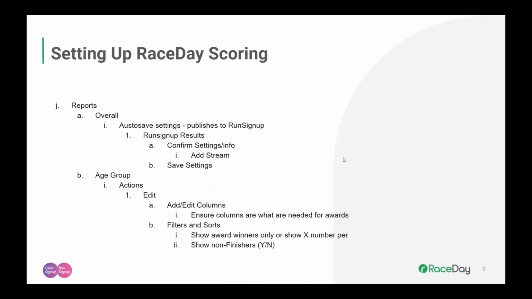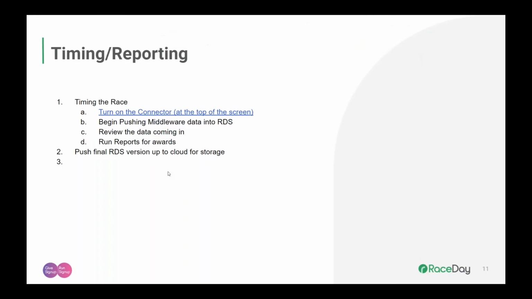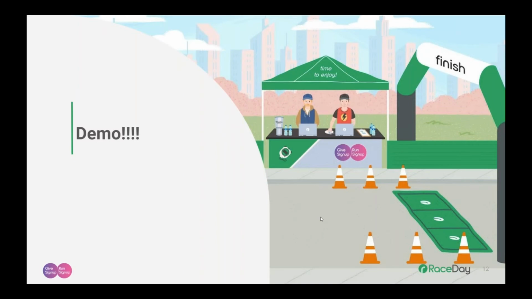So again, I told you, we're running through this quickly. Why? Because we're going to go into a demo and I want to show you how quickly you can set things up. So once you get everything going, timing a race, you quite literally turn on the connector at the top of the screen, begin pushing middleware data into RaceDay scoring. You review the data coming in and run reports. And then at the end, you push the final version up to the cloud for storage. Hopefully that was fast enough for people.